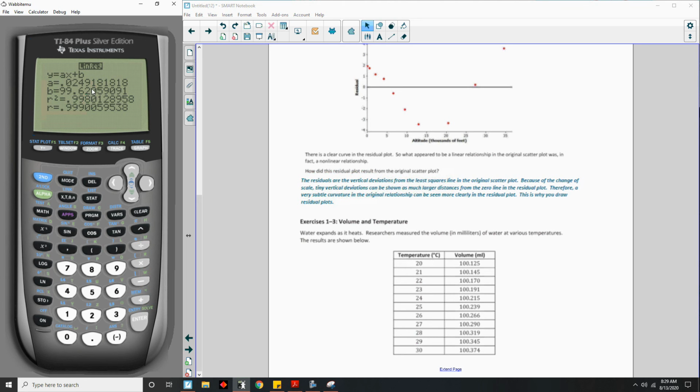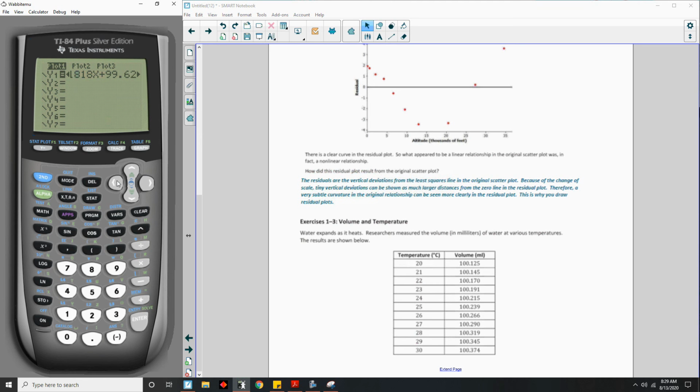Now we want to copy and paste these into y equals. You go to y equals, your plot is on, and there's nothing here. You press the vars button, press 5 for statistics, arrow over to EQ, and number 1 is the regression equation. It just pasted that equation into here.